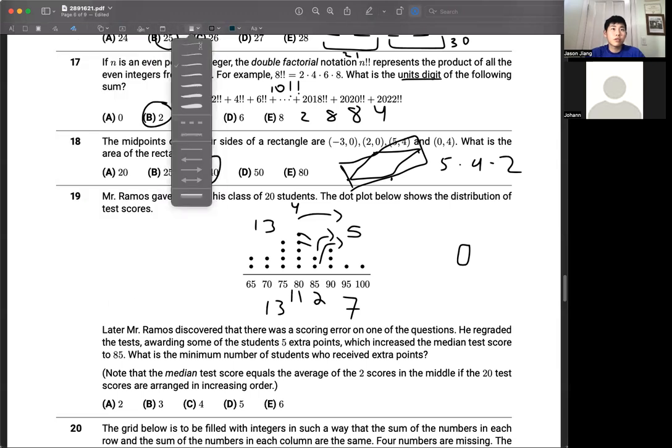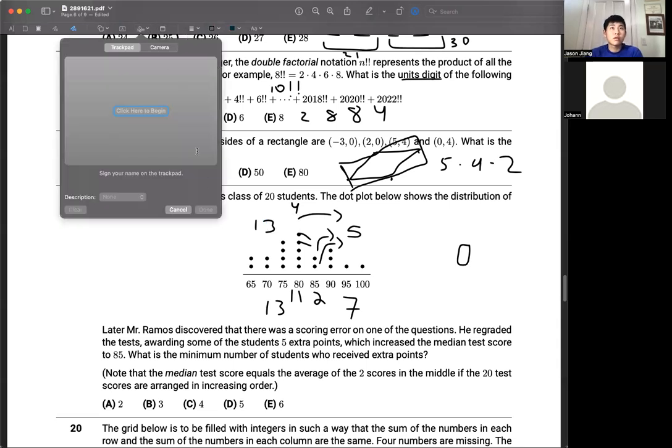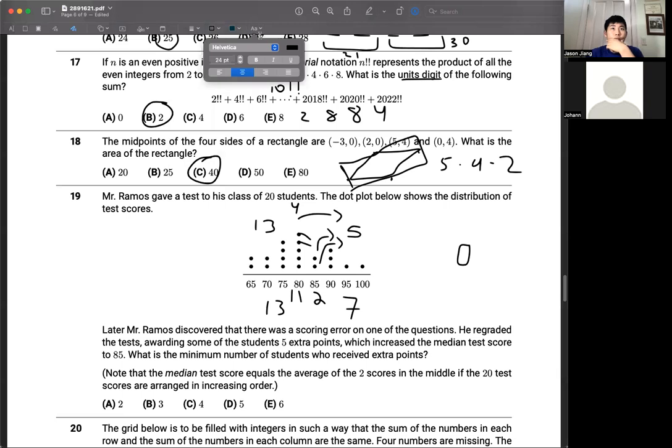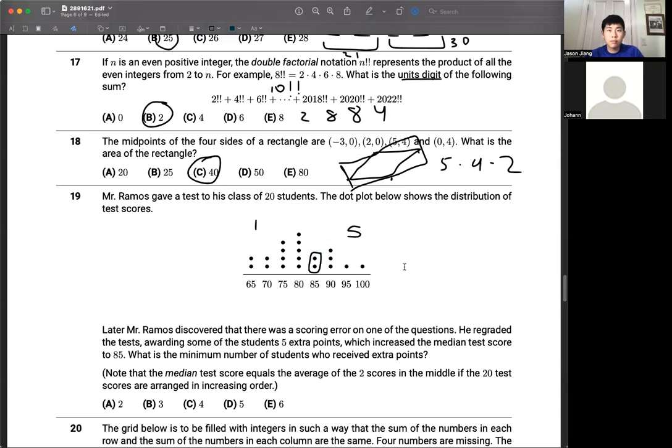Let me just find the eraser. One sec. I don't want to do text. Okay, maybe I'll just undo everything. Okay, let's look at this again.